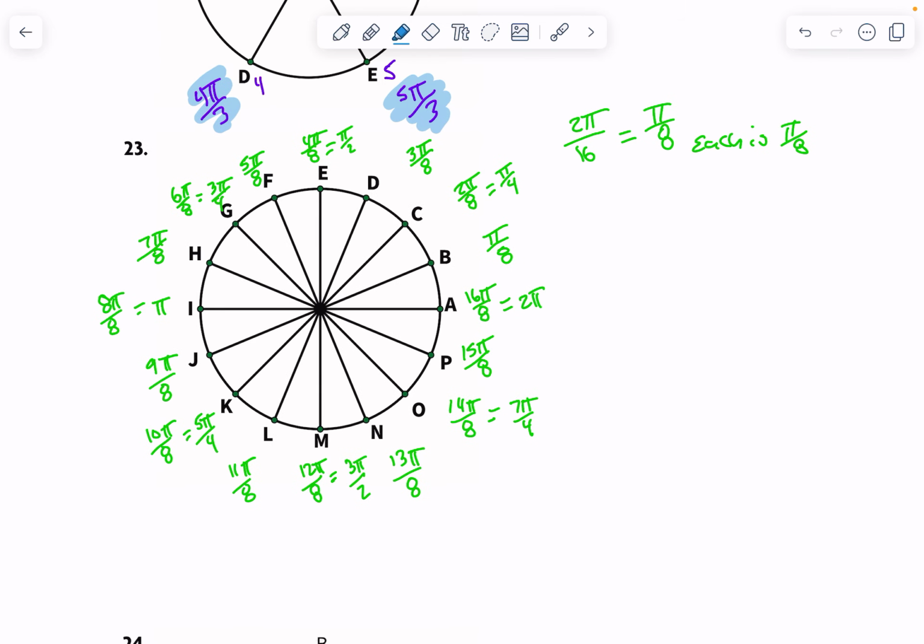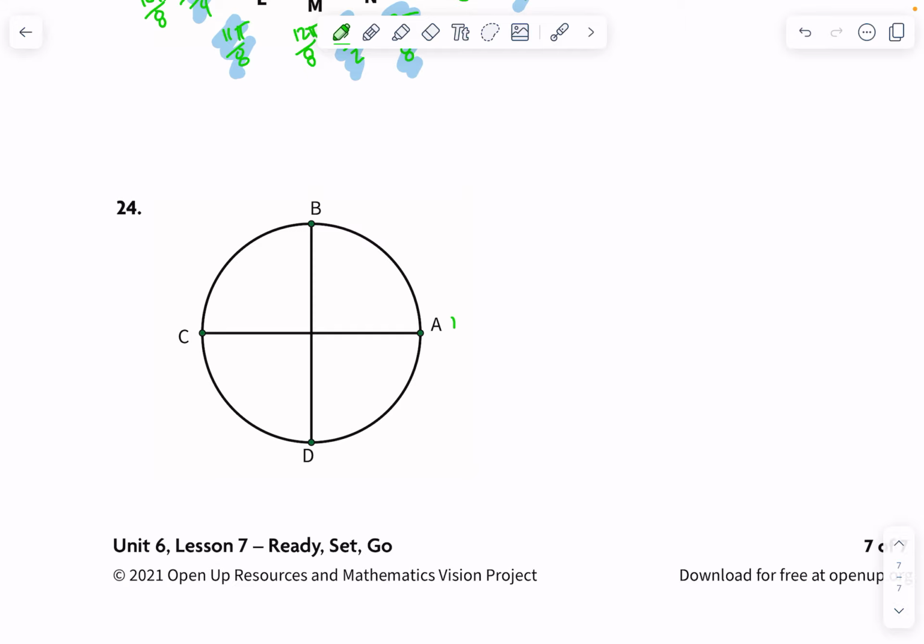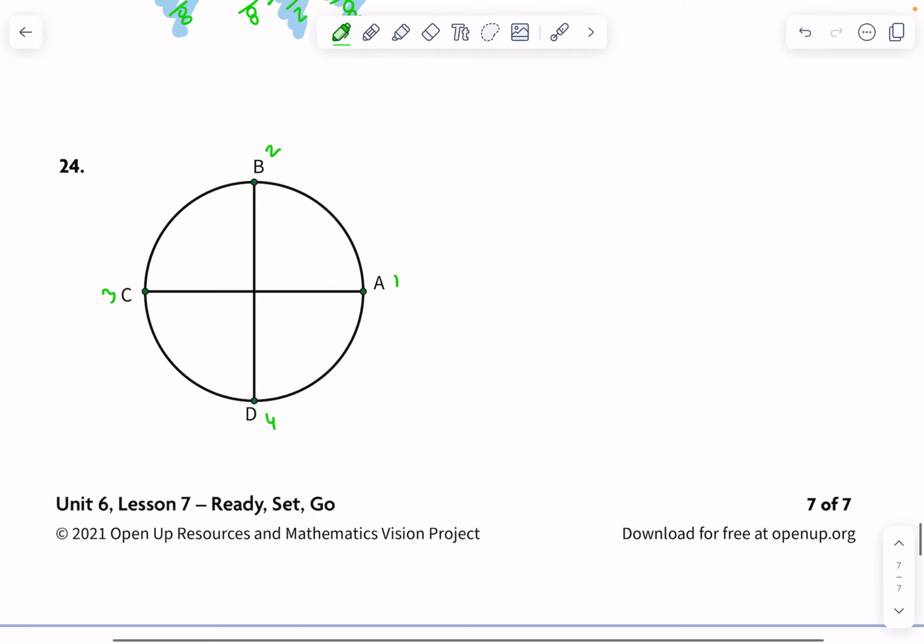So 2 pi here, pi over 8, pi over 4, 3 pi over 8, pi over 2, 5 pi over 8, and so on. This is getting more and more what? They're splitting it up into more and more pieces, right? But at the end of the day, it still equals what? 2 pi. Very nice. Okay, this is 1, 2, 3, 4. This is the last one.